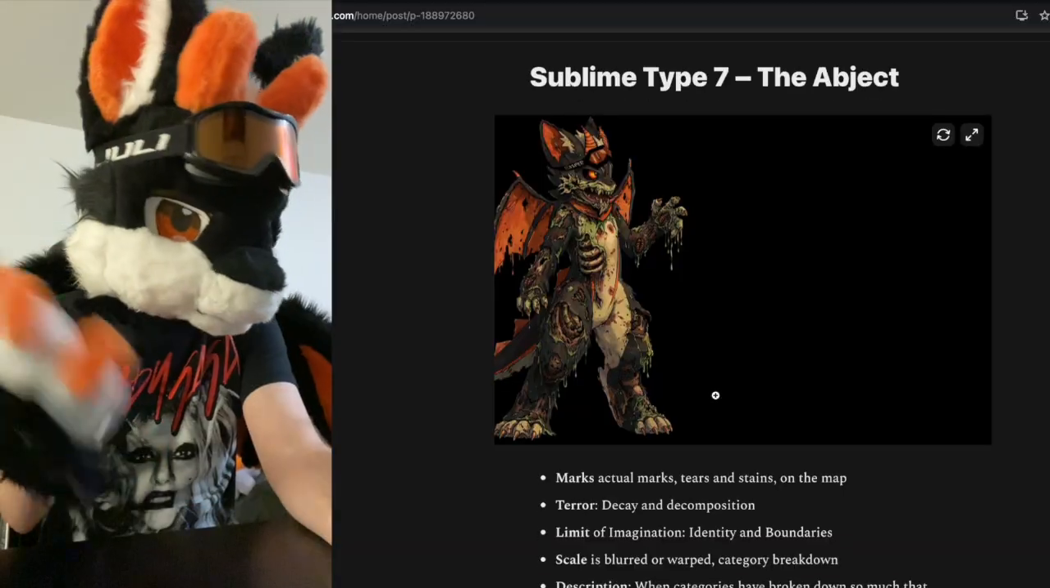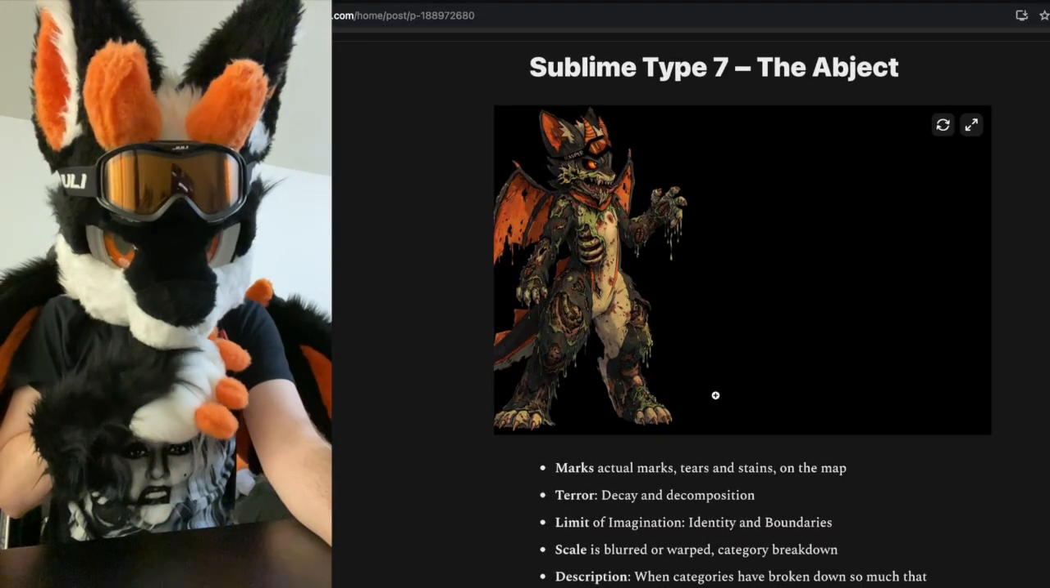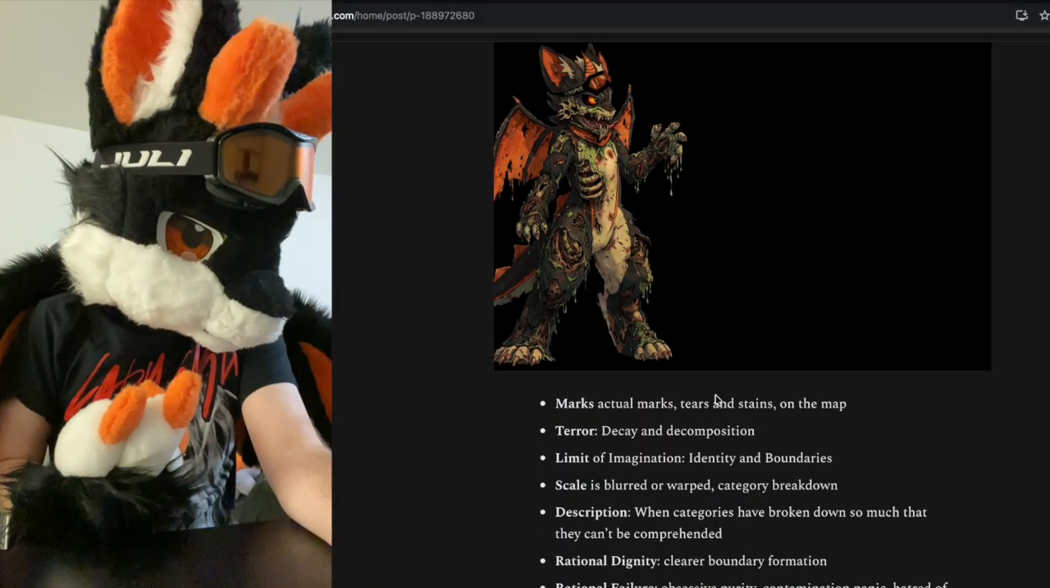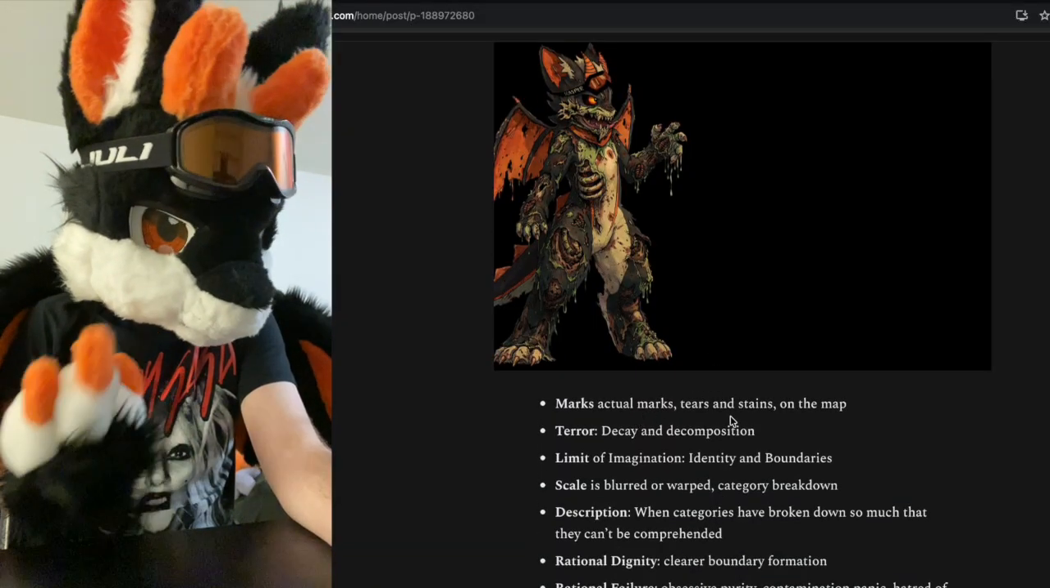The next sublime is the abject sublime. This deals with horror and shock, and it marks tears and stains on the map.